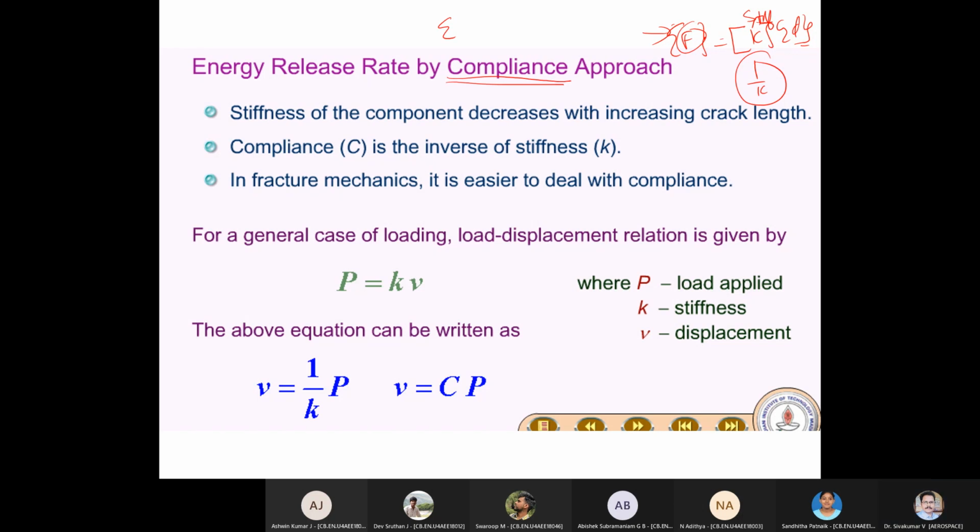Students, the question to you: when the crack advances, whether the energy will decrease or increase? Sir, it will decrease. Strain energy decreases. Everybody? All or everyone saying decreasing?